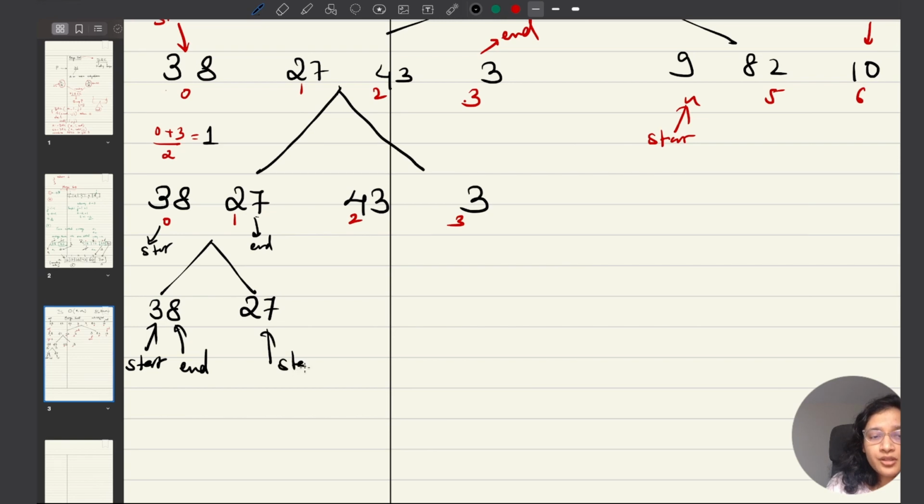Your start is pointing to 27 and end is also pointing to 27. What are the indices here? Index 0, this is index 1. Tell me, after this step, when start and end is equal to the same index, or in other words, in this sub problem, I only have what? One element. When we have only one element, tell me, is it even possible to divide it further?